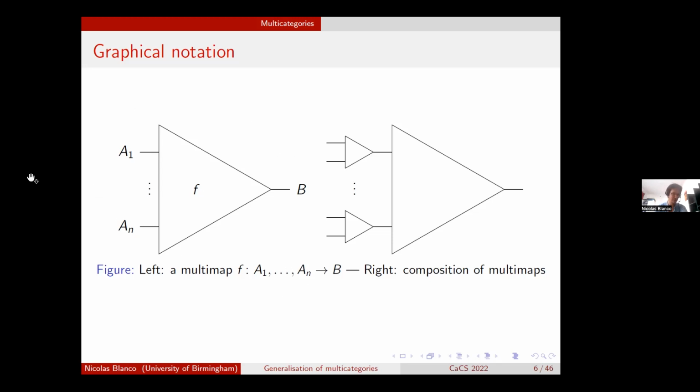So you have to read things from left to right. So F goes from A1, ..., AN into B. And what is important is that you have a notion of composition. This composition will have an identity, it is unital, it is associative, and you will also have that composing in different inputs can be done in any order. So the order doesn't matter. We call this the interchange or the exchange law. And so we can actually write things in this way without imposing an order on the composition.